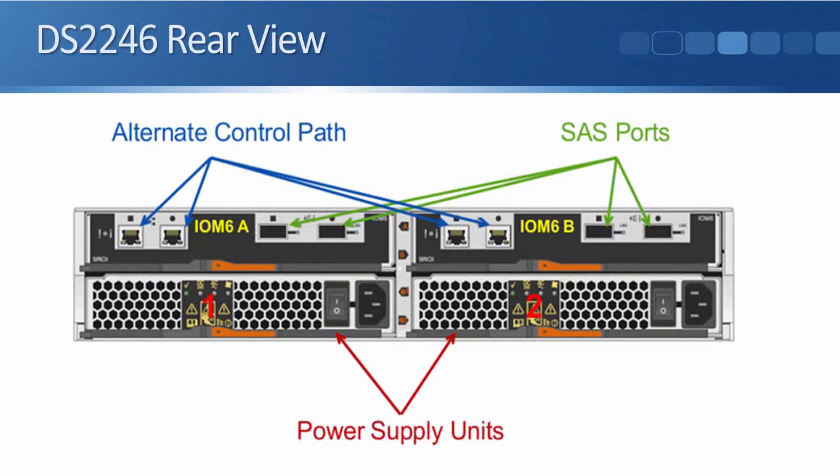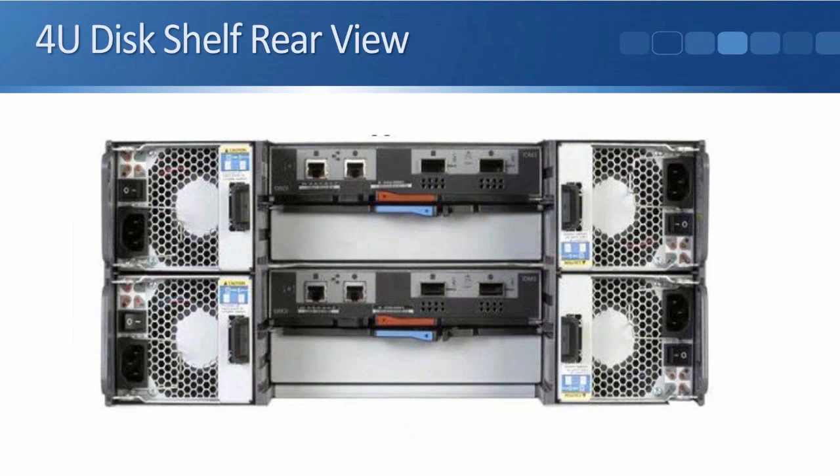Looking at the back of our disk shelves, this is the DS2246 first. So we've got redundant power supplies down at the bottom, and then on top we've got our I/O modules. In the I/O module, it's got two Ethernet ports for the ACP connection and two SAS ports. We have two I/O modules because we need to have enough ports there to connect to both controllers for high availability. The back of the 4U disk shelves is very similar.